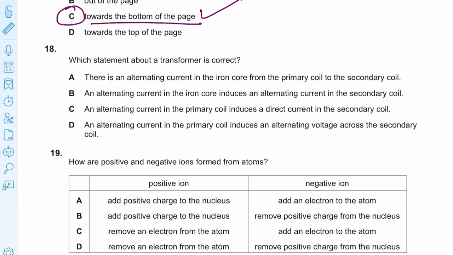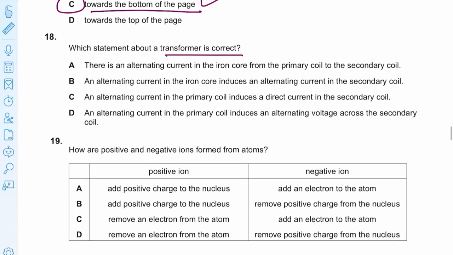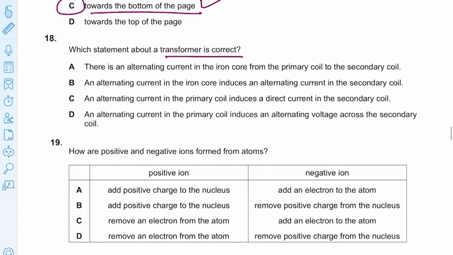Which statement about a transformer is correct? So there is an alternating current in the iron core from a primary coil to secondary coil. No, it's not iron core. It should be primary coil, right? An alternating current in the iron core induces alternating current in the secondary current. No, this is not iron core. This will be primary coil as well.